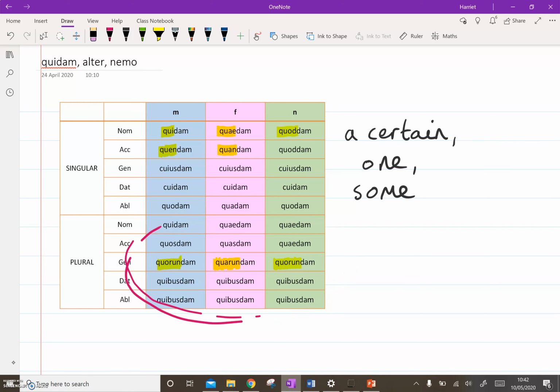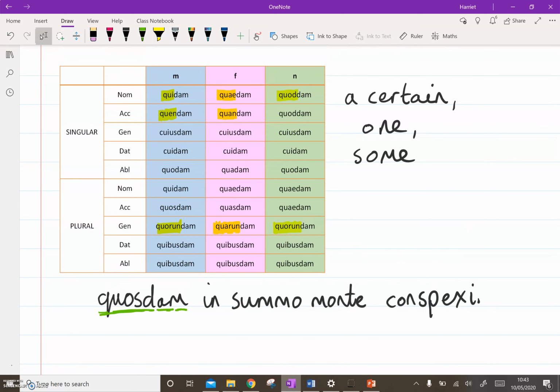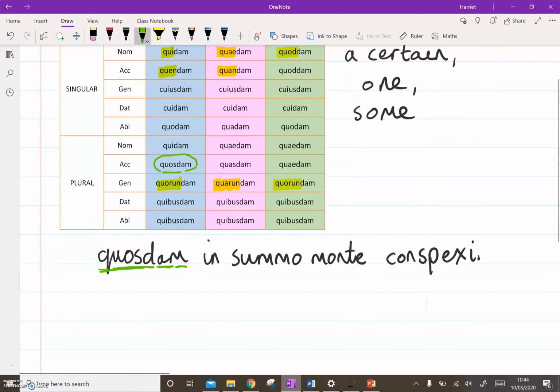So let's have a look at some example sentences. Okay, so this is the first example. You've obviously got your quidam form here, but we've got to look at the bit before the dam to figure out the ending. Okay, so we see that it's quos. So if we look back at our table, quos is over here. So that means that it's masculine, accusative, plural. That also means that we're translating it as some because it's plural.